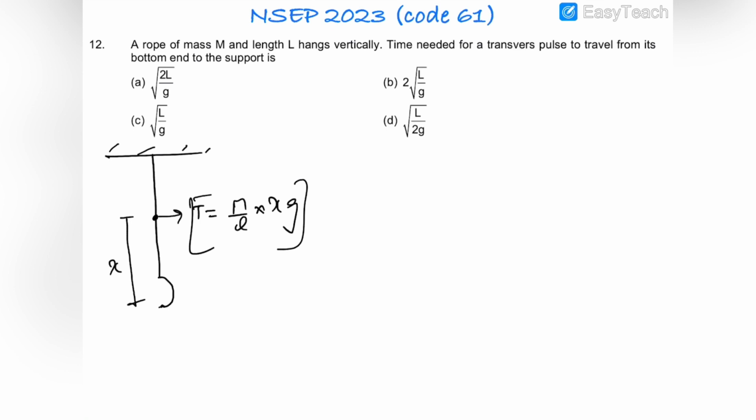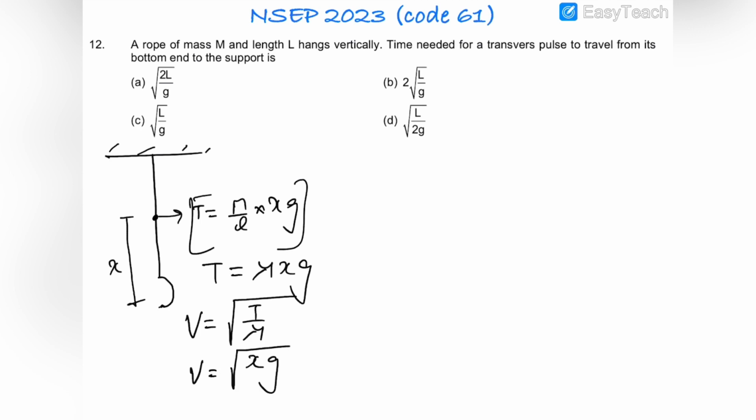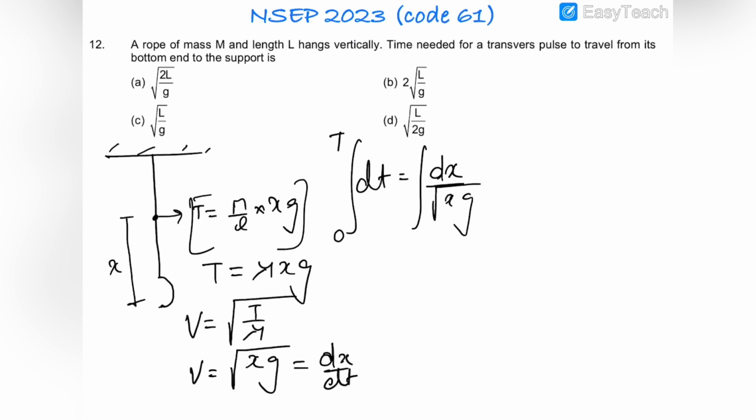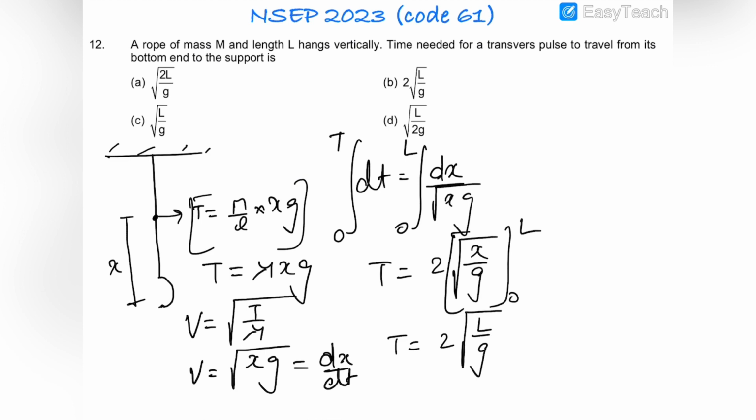So this is the tension at this point, and m by L is mu, so T is mu xg, and V at this point will be under root T by mu, so V will be equal to under root of xg, and we can write V as dx by dt. So dt will be equal to dx upon under root xg, integrating both sides, 0 to t and 0 to L. So t is equal to 2 under root x by g, and integrating limits from 0 to L, so t will be equal to 2 under root L by g. So the correct answer will be option B.